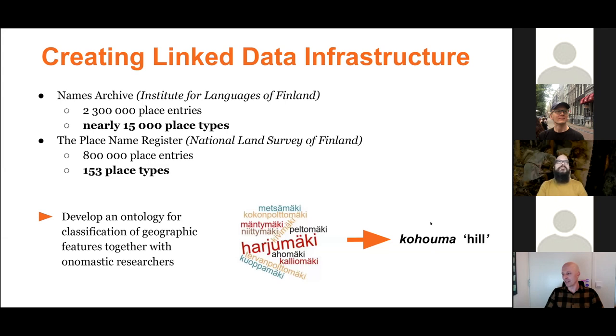For example, there can be around 100 different expressions of describing a hill. And now we know that all these different spelling variations and different terms are referring to the same official term, which is a hill.